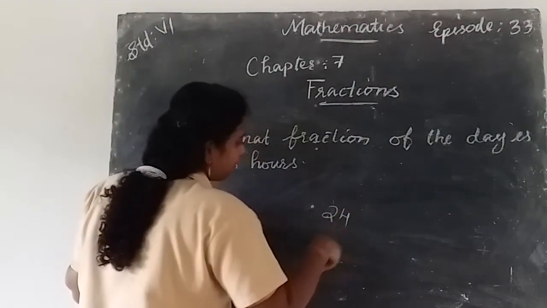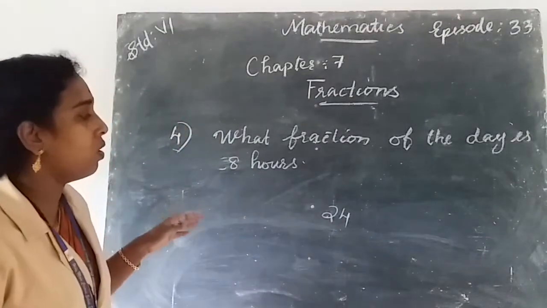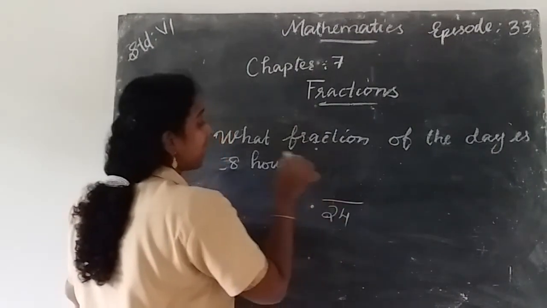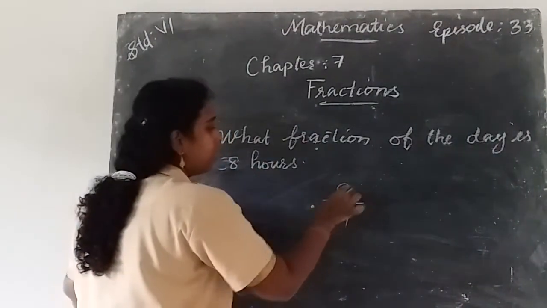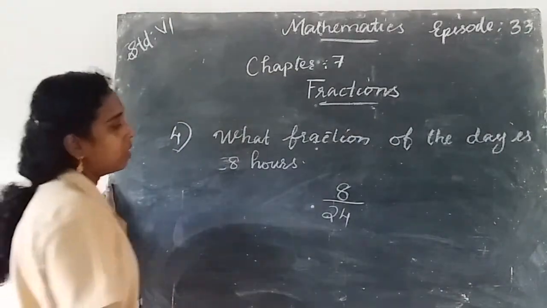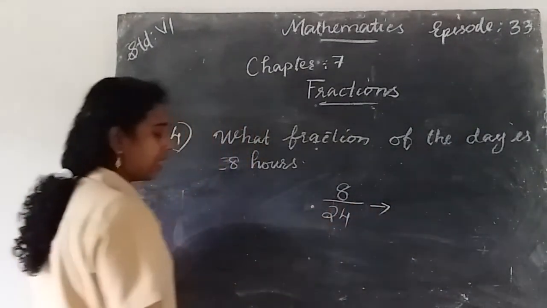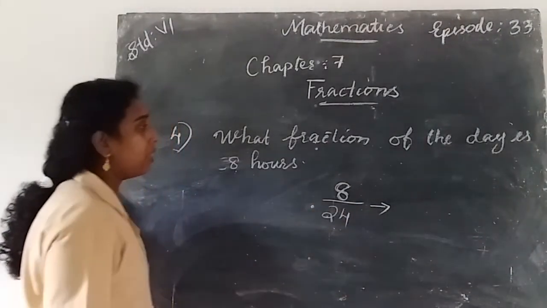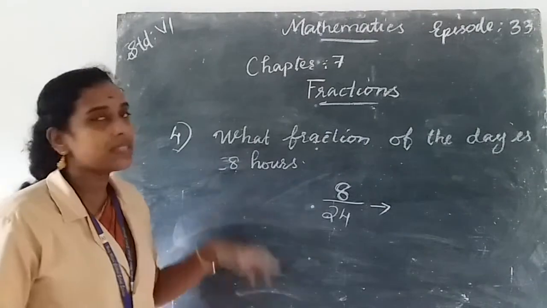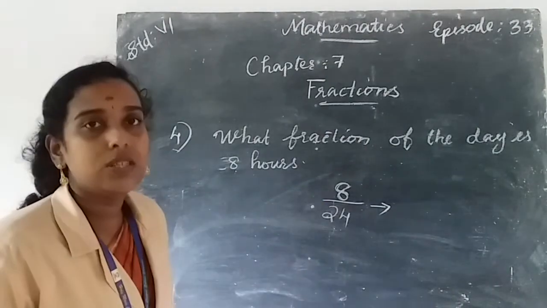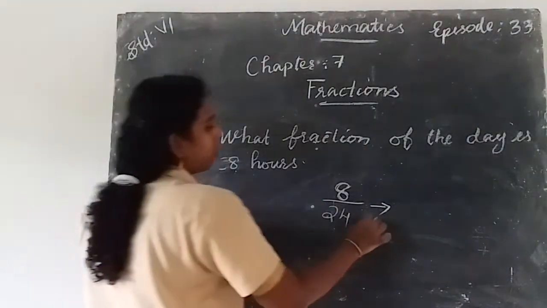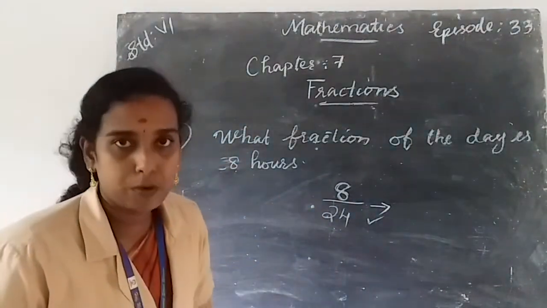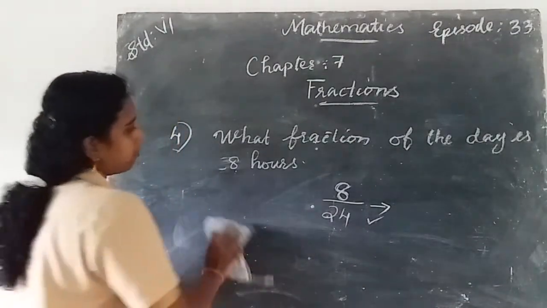So one day is equally divided into 24 hours, and we can write the fraction as 8 hours. So write total hours as the denominator and the given hours as the numerator. So 8 by 24 is the fraction of the day that is 8 hours. Okay. So 8 by 24. The next question.